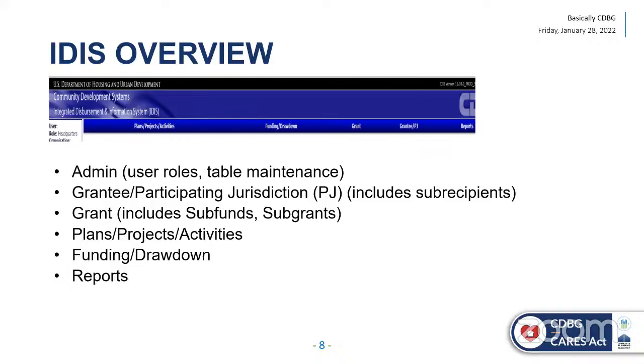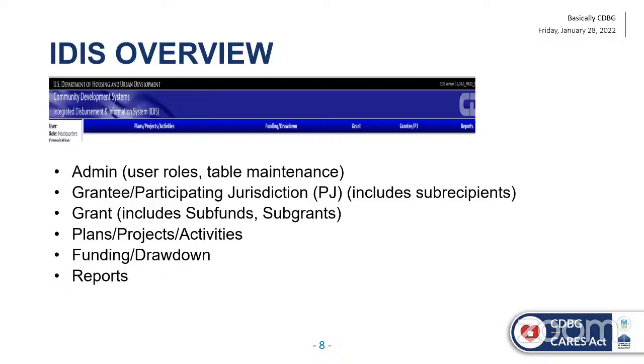The grant is the information that tells you about the grants that you receive. It also has all of the sub-funds and sub-grant features, which for CDBG aren't used very much, but they can be used as a voluntary thing. So in general, probably most grantees don't use sub-funds and sub-grants so much for CDBG.